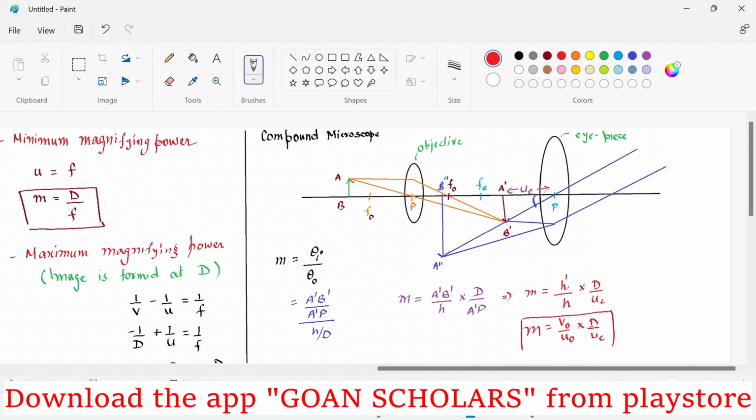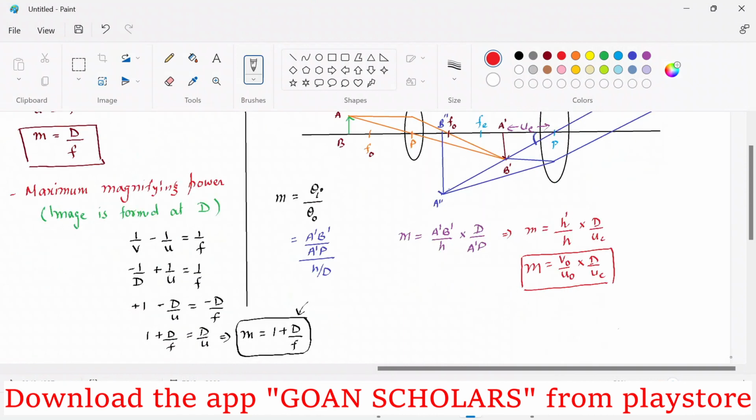This is the standard general form of magnification. What are the two cases here? The two cases will be minimum and maximum. In case of minimum, d by UE will become d by FE. So our magnification will become V naught by U naught, into d by FE. From where did we get this? Here it is, the minimum magnifying power. And the maximum magnifying power will be M equals V naught by U naught, and d by FE will become 1 plus d by FE. From where did we get this? From our simple microscope. I hope this is clear. Any doubts, speak up.